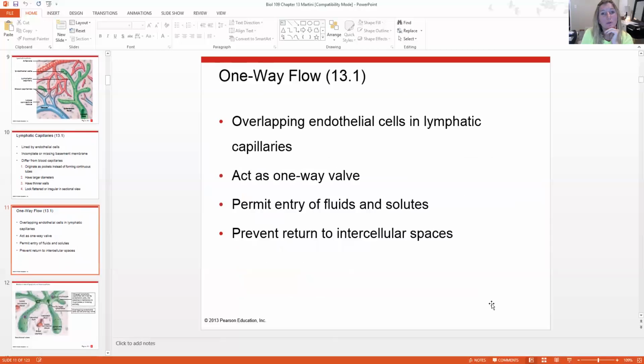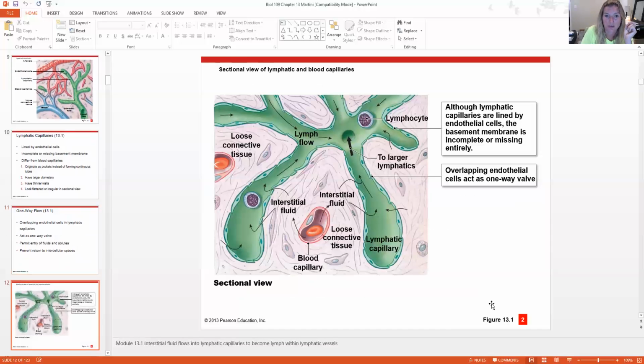The movement of lymph through these lymphatic vessels is one way. Those overlapping endothelial cells act like a one-way valve to allow the lymph in, that vacuum suction motion as I was referring to earlier. It only permits the entry of fluids and solutes and not the return of those substances to the interstitial space or intracellular space. So here you see what I mean. They overlap, and once that fluid goes in, once those solutes go in, they cannot get back out, and they just continue flowing to converge onto the larger lymphatic vessels.